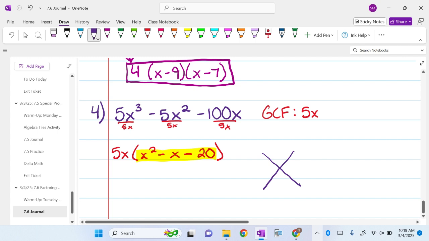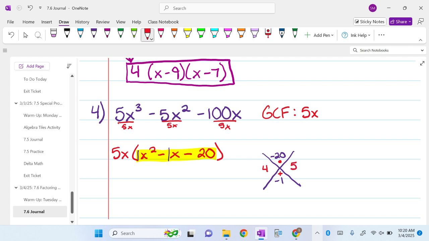What goes on top? A times C, or negative 20. What goes on the bottom? Not just 1, but negative 1. So remember, if you just see an x, there's an unspoken 1 in front of it. We only care about the number. So we need 2 values or factors of negative 20 that add to negative 1. 4 and 5 would most likely work. Now, since we're multiplying to a negative number, one of them has to be negative. Which one? The 5, because we're adding to a negative.